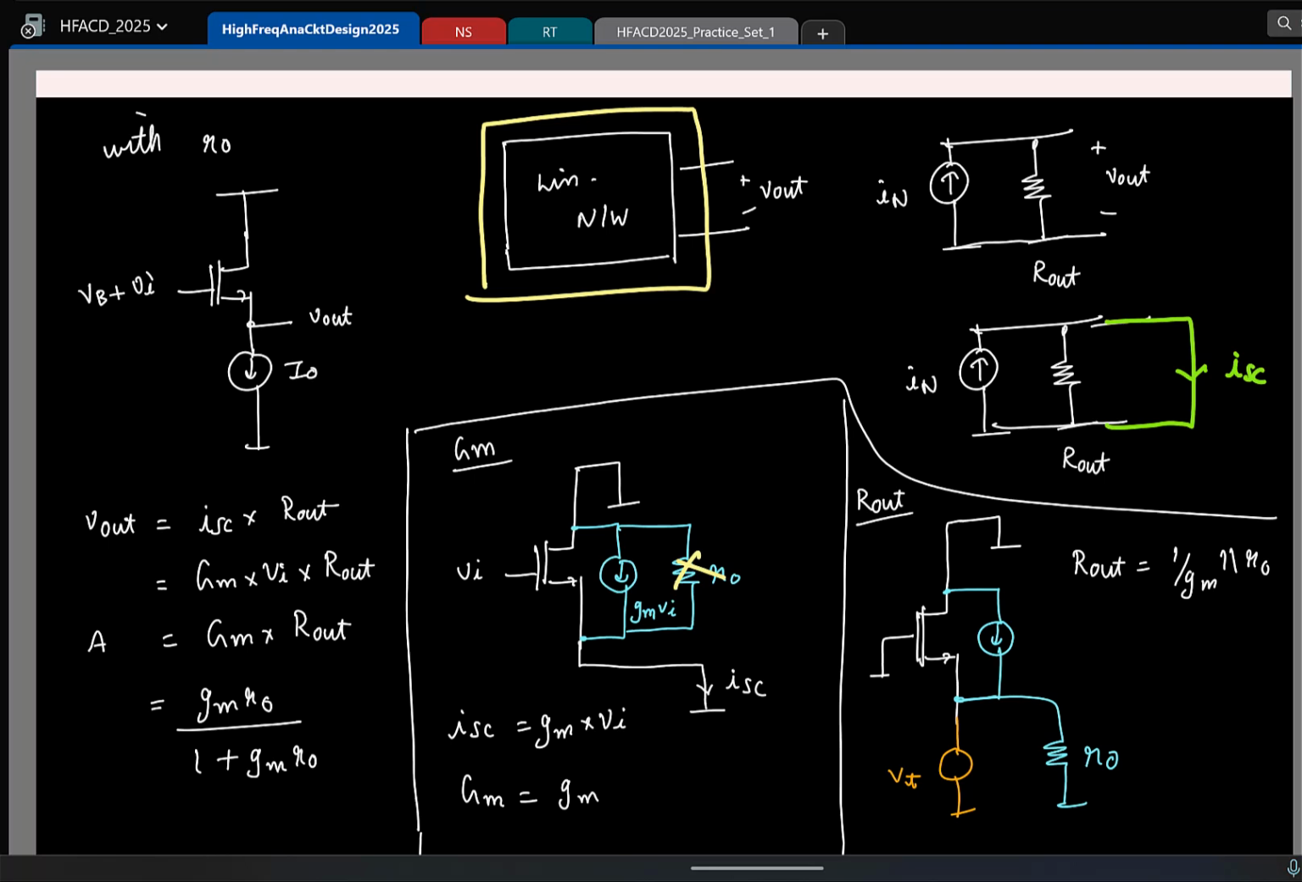Okay, cool. So before we move on, one point about this R out. So if I have this, what is the effective resistance here? R out?